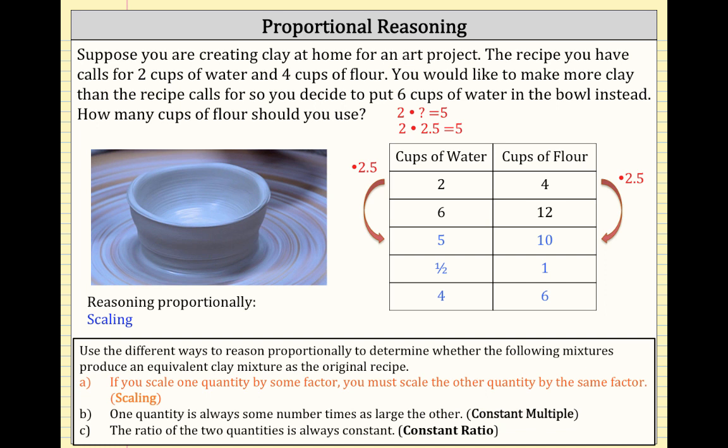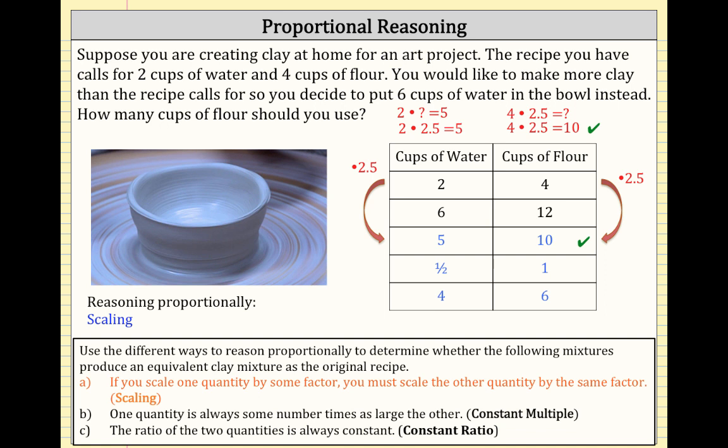So let's see. According to this, since we scaled the cups of water by 2.5 to get to 5 cups of water, we're going to need to do the same with the 4 cups of flour. So 4 times 2.5 is what? Well, when you multiply 4 times 2.5, you get 10. Notice that in the table you also have 10, which tells you that this checks off and that the quantities are in proportion. So 5 cups of water to 10 cups of flour is in proportion to the original mixture.